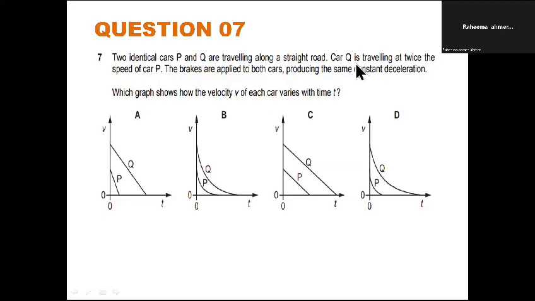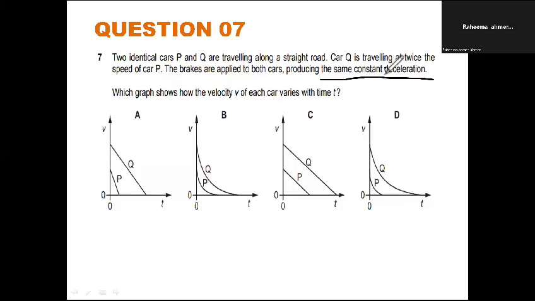So now, as you can see, they are discussing two cars P and Q, where car Q has twice the speed. In all the options, the line representing car Q is shown above, as it has double the speed of car P, and they are shown at almost the same level. So you can't filter out the options on the basis of the speed. You need to look at this sentence very carefully.